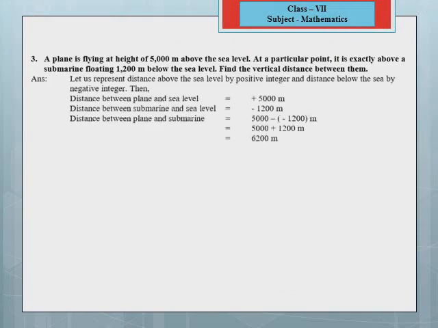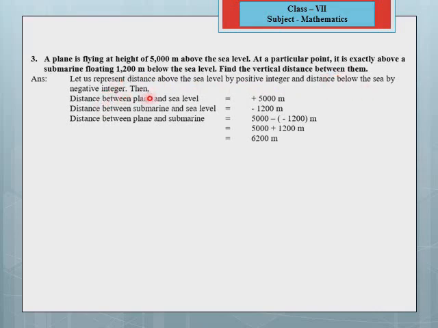A plane is flying at a height of 5,000 meter above the sea level. At a particular point, it is exactly above a submarine floating 1,200 meter below the sea level. Find the vertical distance between them. Now, in this question, we will represent the distance above the sea level by positive integer and the distance below the sea level by negative integer.